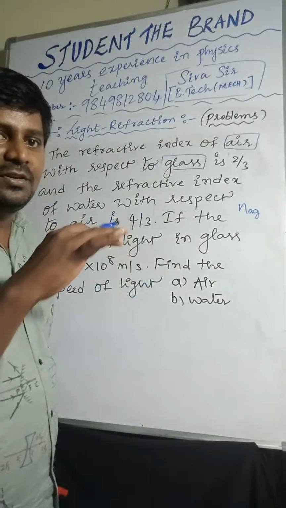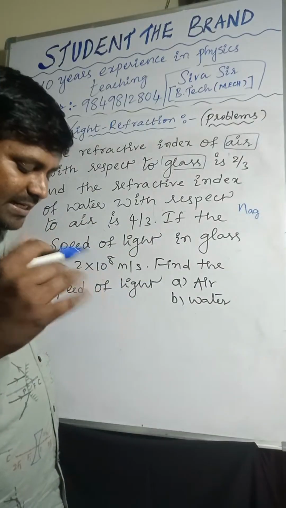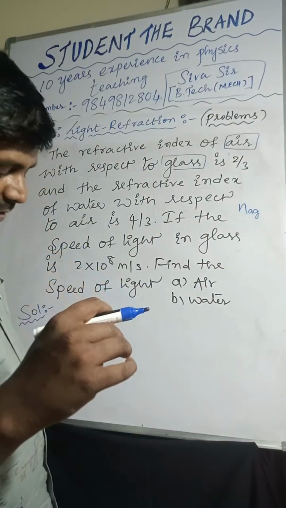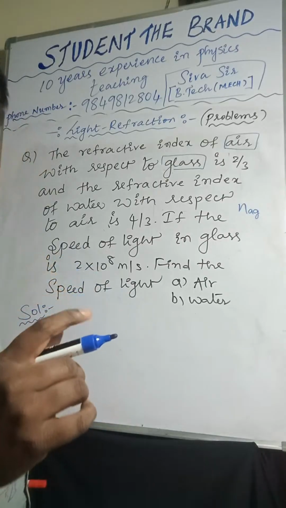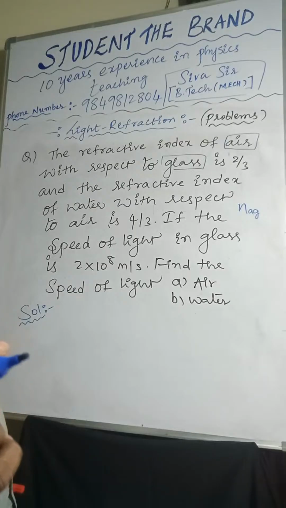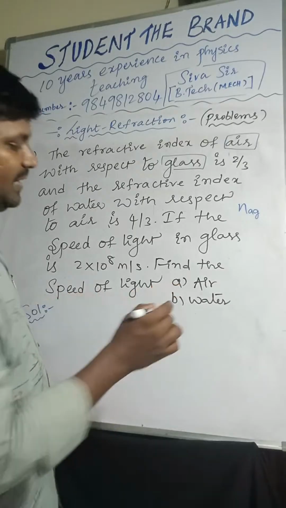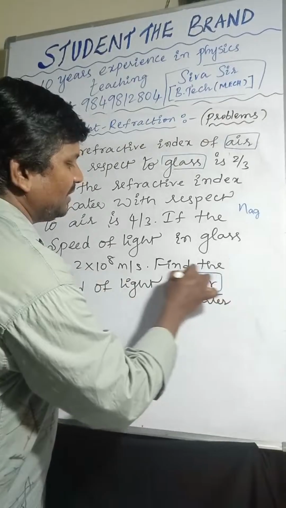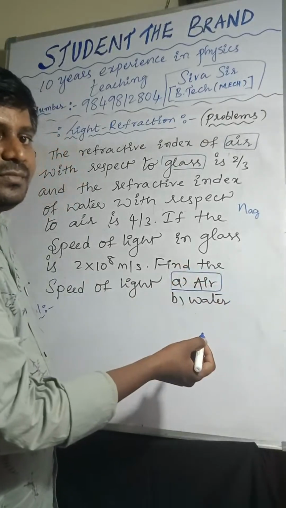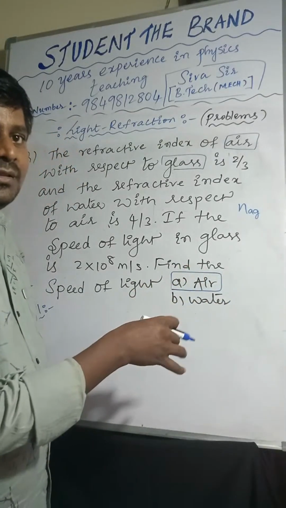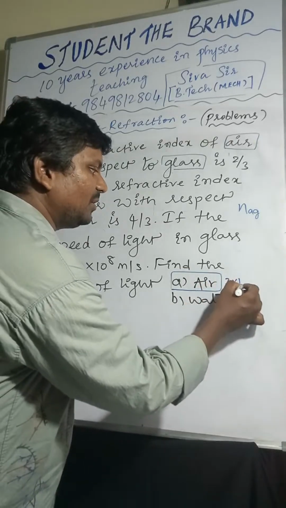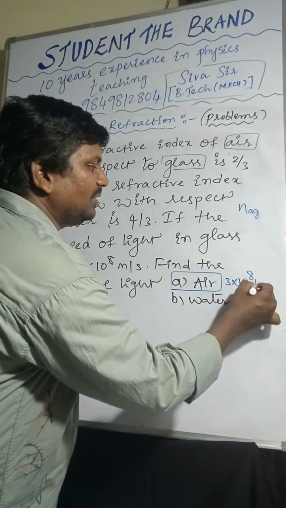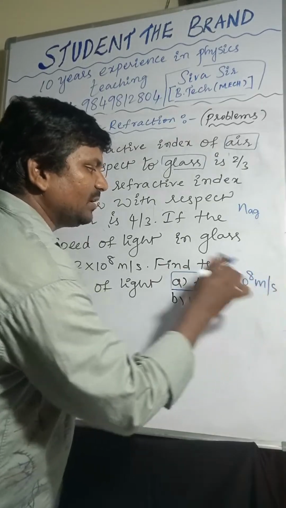Very easy, simple one. Very good, Ahmad, correct answer. 3 into 10 power 8, I hope. Just check, because by seeing this question only we have to guess it. You need not solve it. By seeing this one, we have to get it without any second thought.